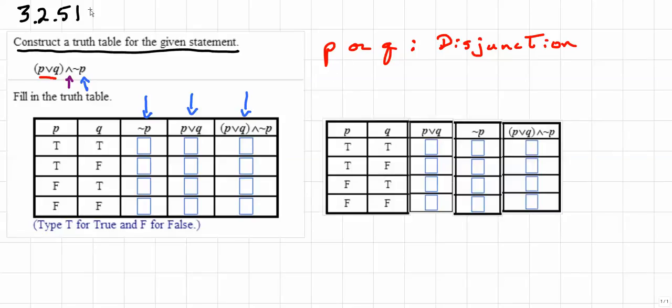So you notice that I've rewritten the table, and it's going to more approximate how we're going to read this statement. So the first thing that we're going to do is we want to fill in this column right here, the P or Q. Remember, as I said, with a disjunction, this is going to be a true statement if either P or Q or both are true. So what does that mean? That means P or Q or both are true.